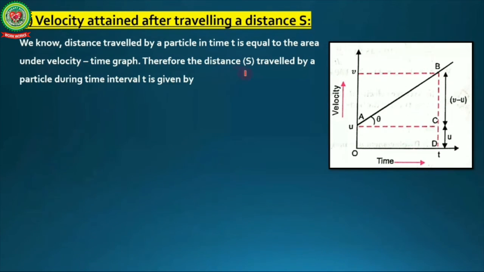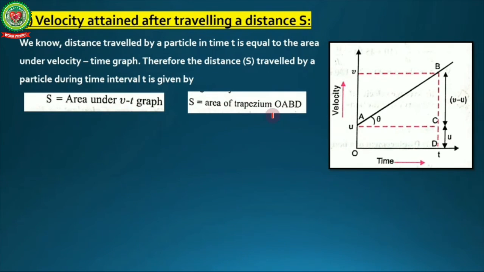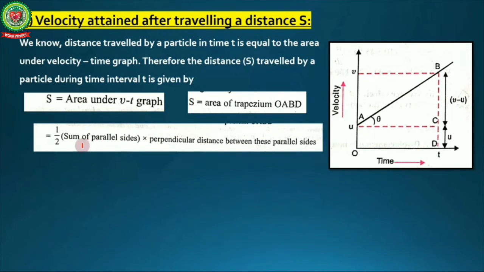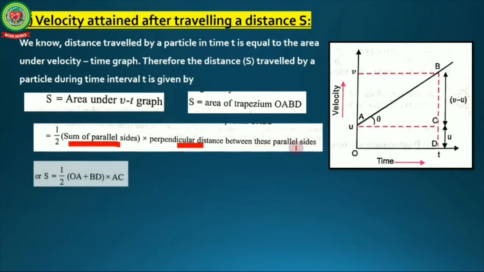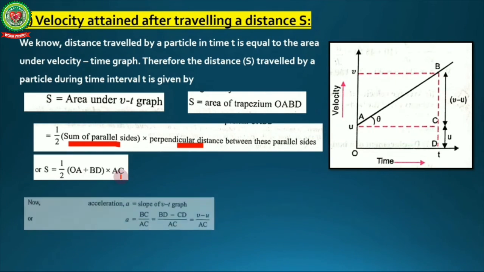Therefore, the distance traveled by a particle during time interval t is given by s is equal to the area under the v-t graph, which is the area of a trapezium. Already we have discussed the area of a trapezium is half the sum of parallel sides multiplied by the perpendicular distance between these parallel sides. So s is equal to half (OA plus BD) into AC. These are the same steps as we have done in the previous derivation.